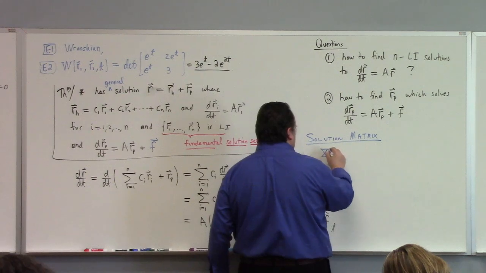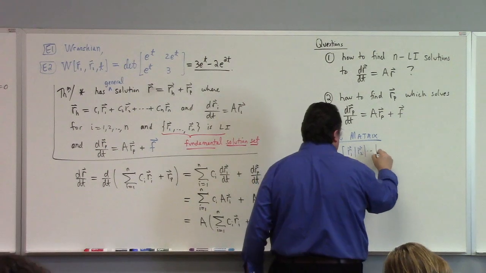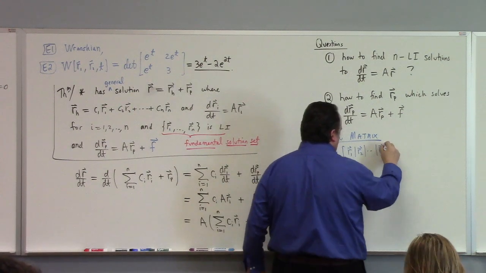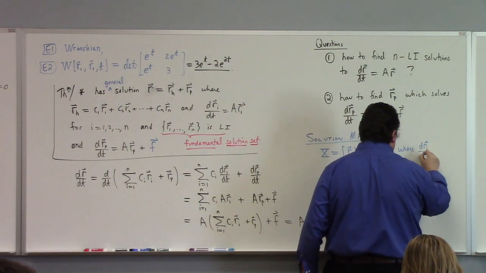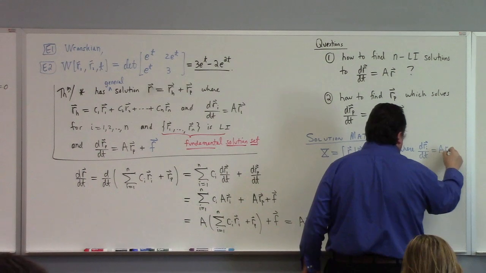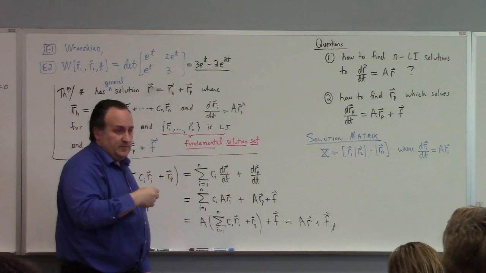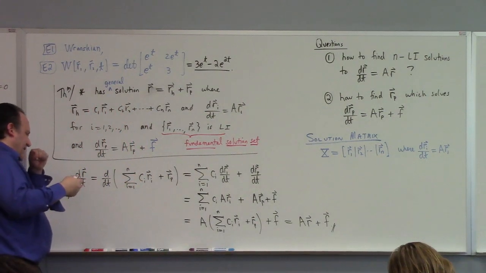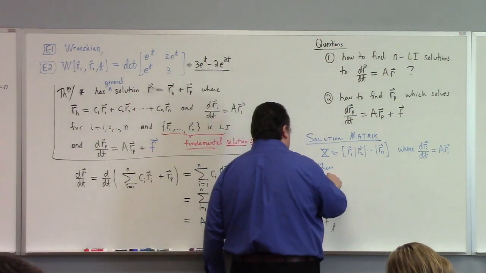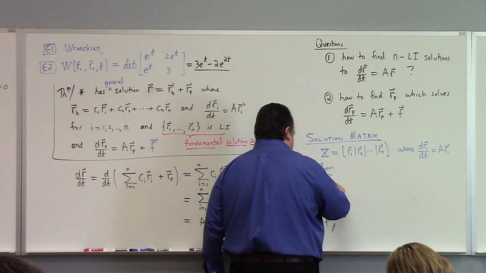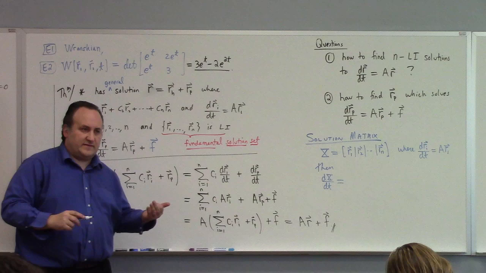All right, so here's how that works. If I have a big X, which is R1, R2, through Rn, where dRi/dt is A Ri, in other words, each column of this matrix is a homogeneous solution to dR/dt equals AR. Then what's the deal? What's dX/dt? How do we differentiate a matrix? We talked about this last time, right?